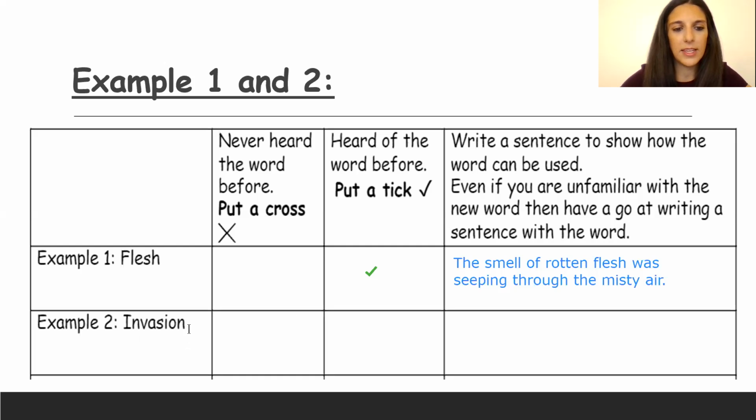The next example is invasion. Okay, never heard of the word before, put a cross. Heard of the word before, put a tick. Well, I have heard of the word before. I've heard it in my history lesson, so I'm going to put a tick there. But I might not know what this word means. I might not know how to use it in a sentence. So again, I'm going to use Google to support me here.